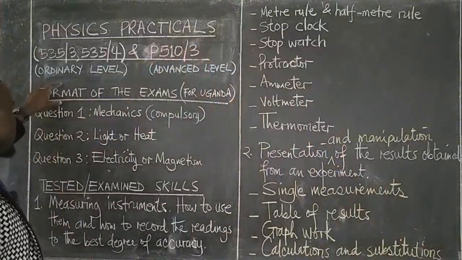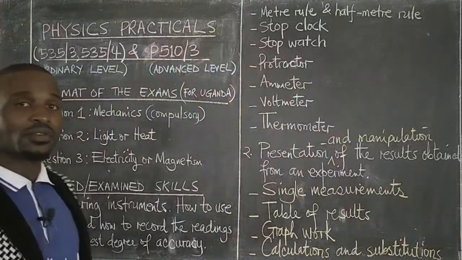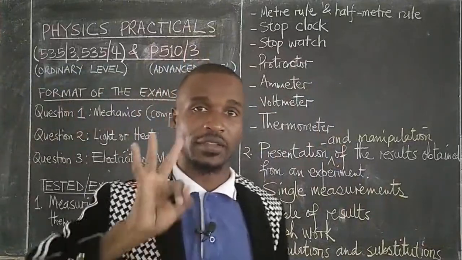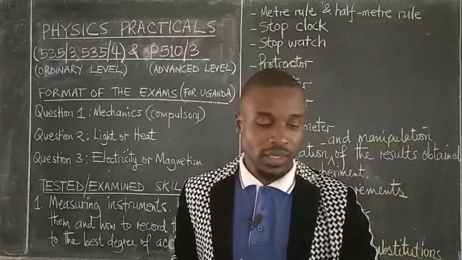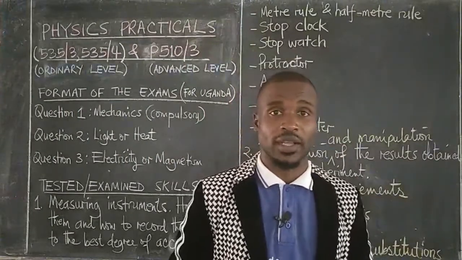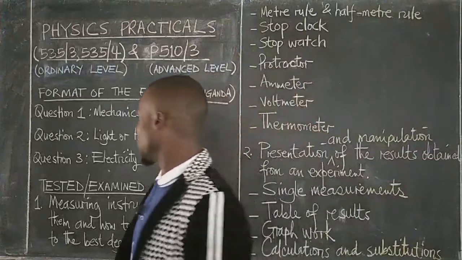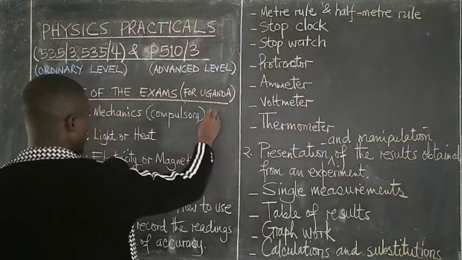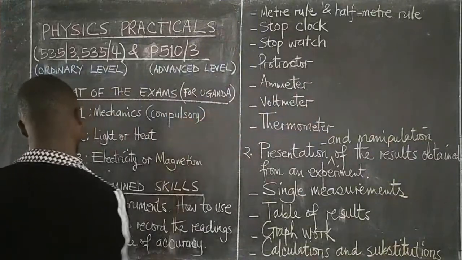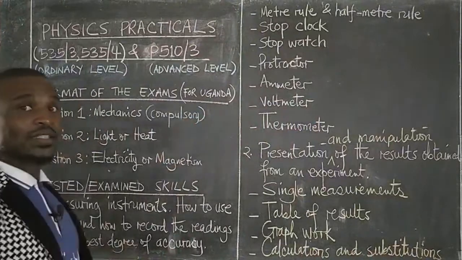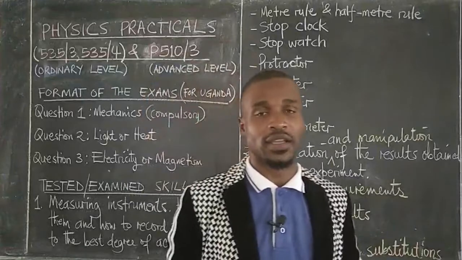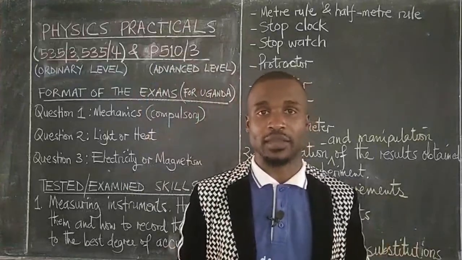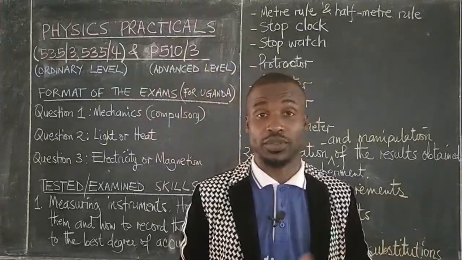Now the format of this exam, both for O and A level, is that it covers basically 3 numbers. Number 1, which is compulsory, comes from the widest branch, which is mechanics, and it is compulsory for both O and A level. Then number 2 is either about light or heat. Most of the times it's about light, but even heat is also examinable. So make sure that you know both.